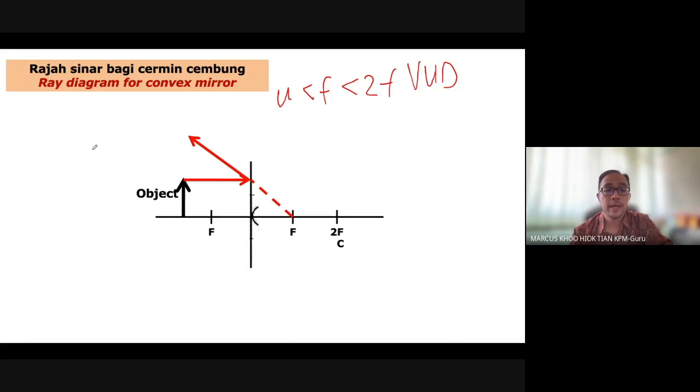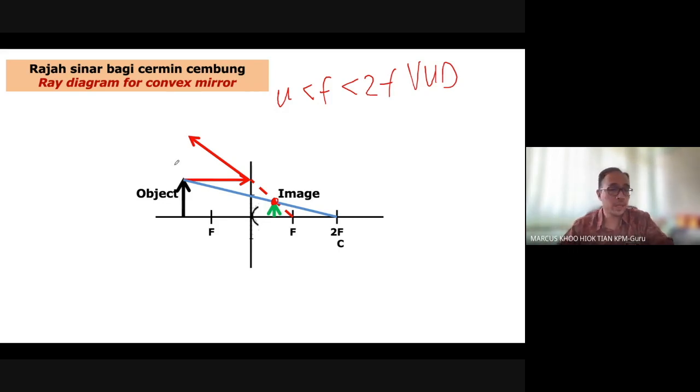Now, the second one, I would suggest that you follow rule number 3. Go directly to the center, but the center is behind the mirror, not in front of the mirror, because it's a convex mirror. So the center line will be like this. And guess what we have here? We have another intersection. The intersection is here. You can form the image over here. This will give you the image.